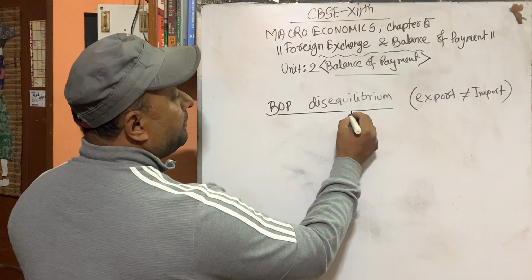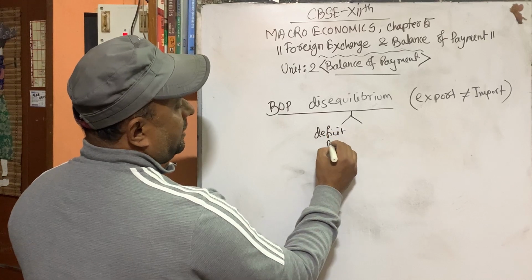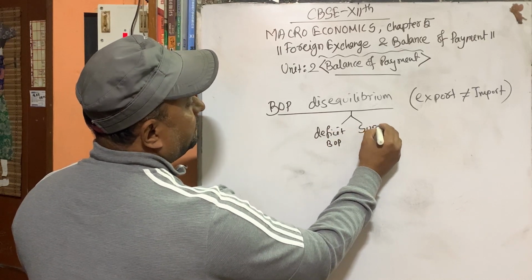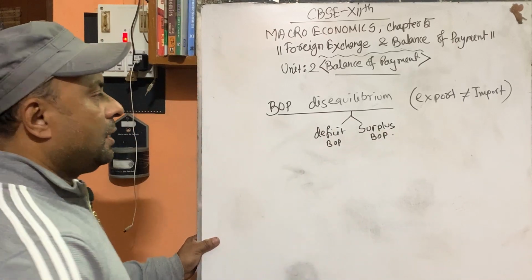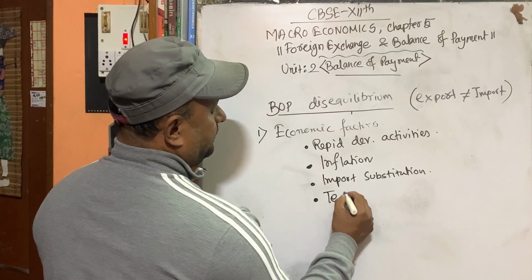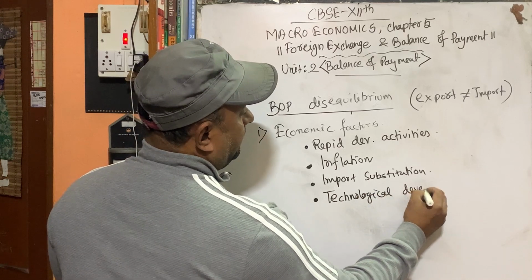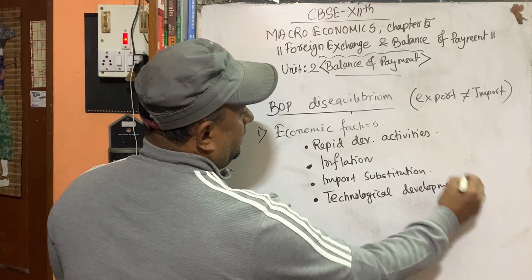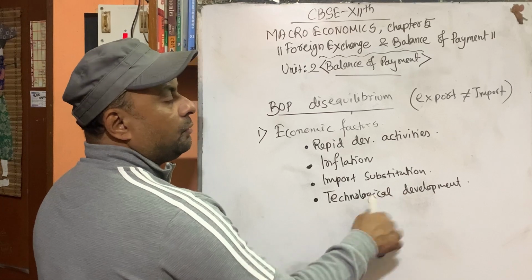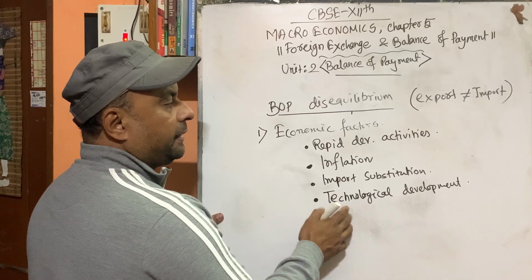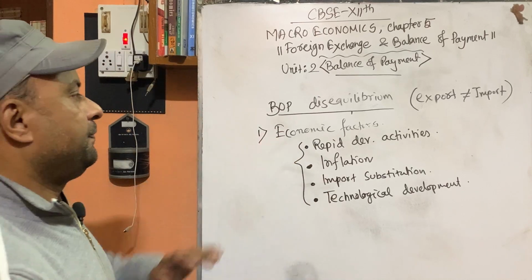Okay, disequilibrium includes both the deficit in BOP and also the surplus of BOP. When does deficit occur? When there is technological development. Due to technological development, what happened? We have no need to import more goods, we can export goods because we can produce more goods in our country. So these are the economic factors for which there may be disequilibrium in BOP.